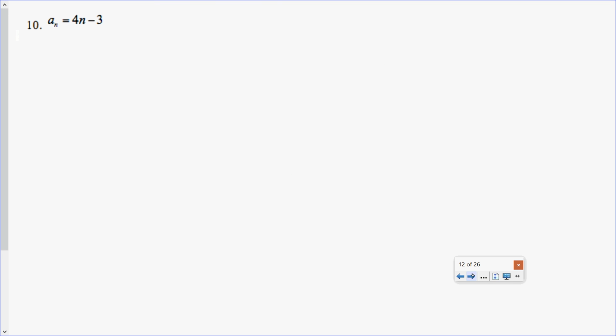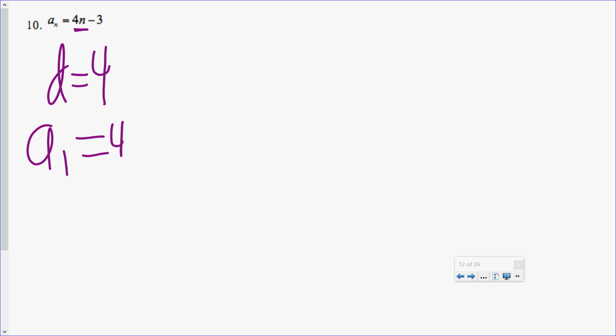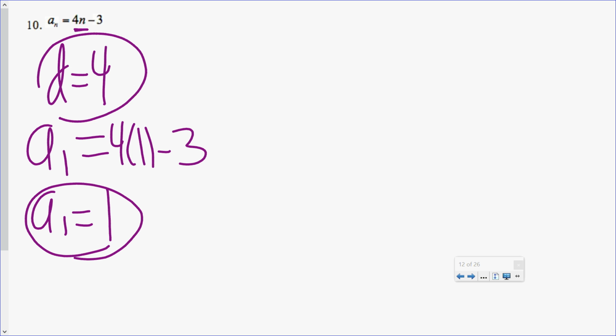It's not in the a_n = a_1 + (n - 1)d form. It's in your slope-intercept form. So I know it's arithmetic because it's linear. I know that d is 4. I need a_1. Well, the best way to get a_1 is to just substitute 1 into the sequence formula. 4 minus 3 is 1. Now that I have a_1 and d, I can write the recursive formula.